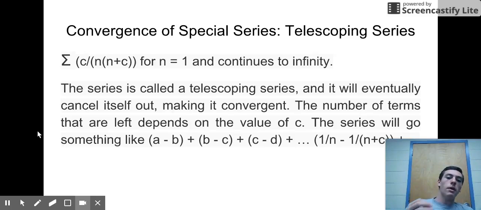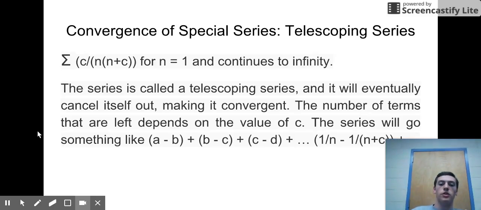So it goes something like a minus b plus b minus c plus c minus d, all the way to 1 over n minus 1 over n plus c. So you see in this case, the b's cancel each other out, the c's cancel each other out, and d would eventually be canceled out. So the sum of it is just a.